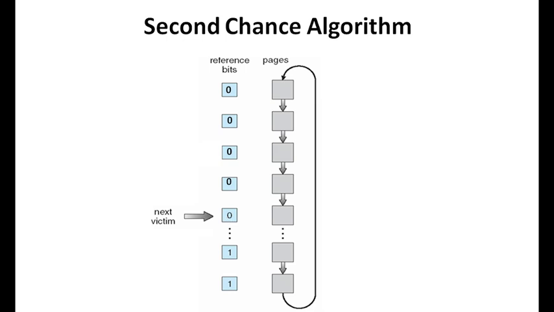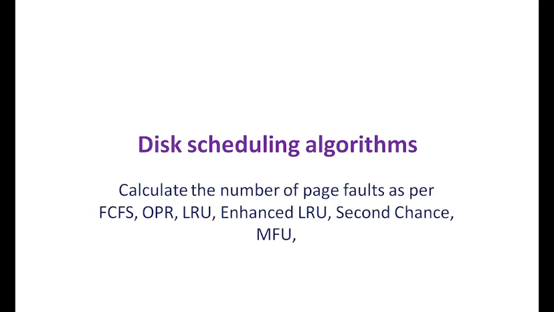But in case all the reference bits are 1, then the algorithm will reset everything to 0, and finally it will return to the first page again and replace it. It degenerates into normal FIFO if all the reference bits are equal to 1. This first page will be replaced just like in normal FIFO. This is the algorithm called the second chance algorithm. So with that we have discussed the page replacement algorithms.